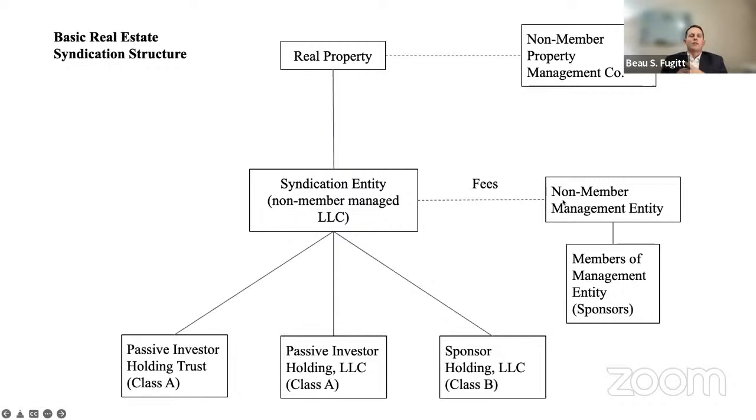This entity is typically an LLC, and the members of that are generally going to be your sponsors, right? The folks that are actually putting together the deal, raising the money, actually managing the asset, not necessarily property management, but actually managing the asset, making sure that everyone's getting their K-1s at the end of the year, making sure that all the necessary disclosures are made to investors, answering investor questions. That is going to be a separate entity that makes all the decisions on behalf of the syndication entity.